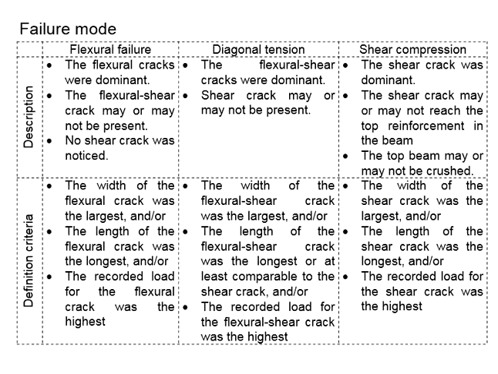Now, in terms of the failure mode, there are three types: flexural failure, diagonal tension, and shear compression failure. Flexural failure will have the flexural crack more dominant. The flexural shear crack may or may not be present. Normally, there is no shear crack, or the shear crack is relatively minor.